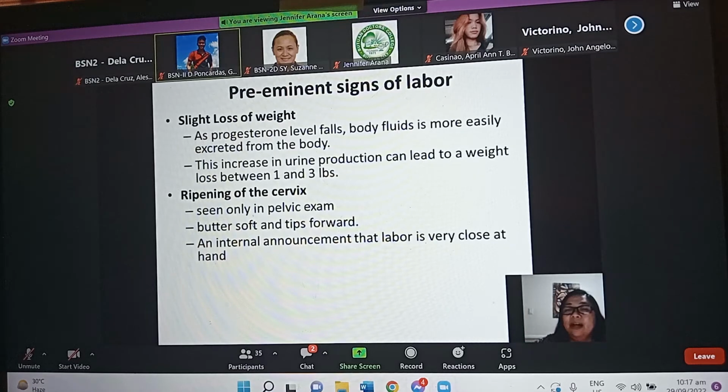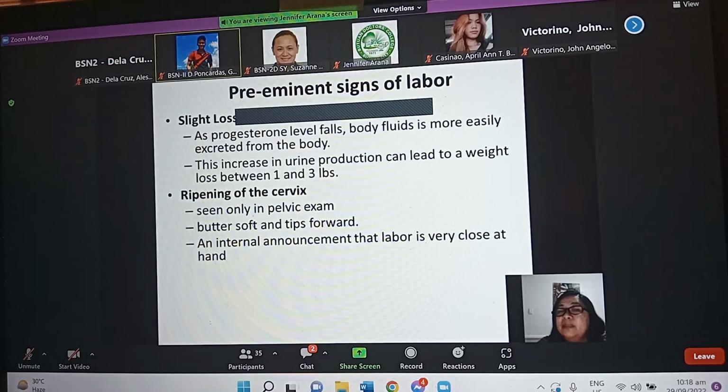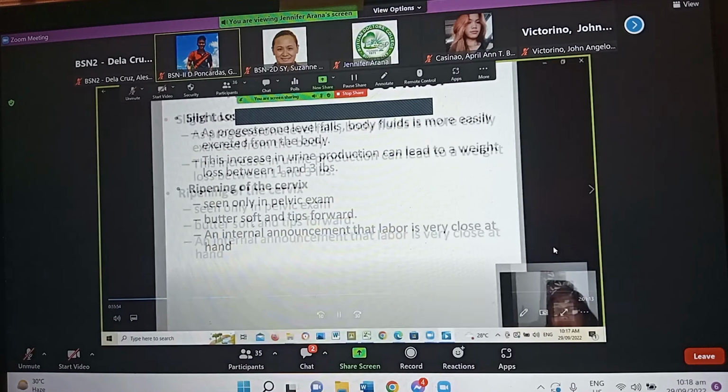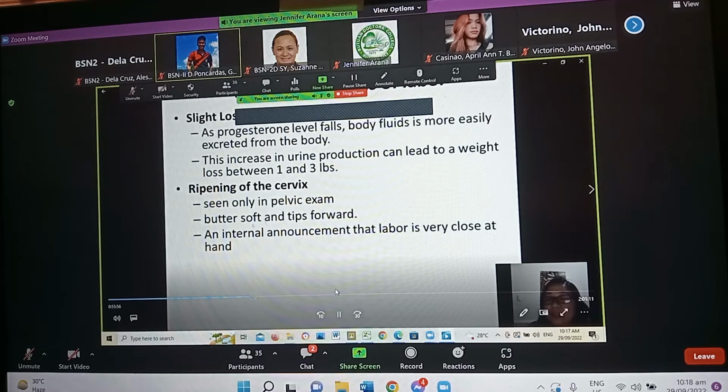Next preeminent sign of labor is the ripening of the cervix. The ripening of the cervix can only be seen in pelvic exams. The cervix becomes butter soft and tips forward. Dili ka ng butter nga ibutang sa freezer ha, kanang butter nga naa sa room temperature. Okay.